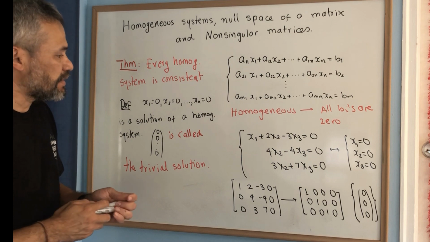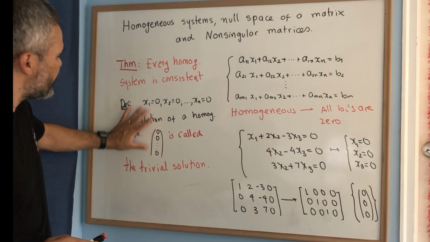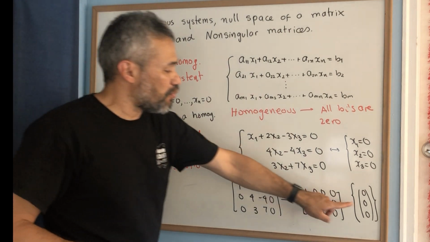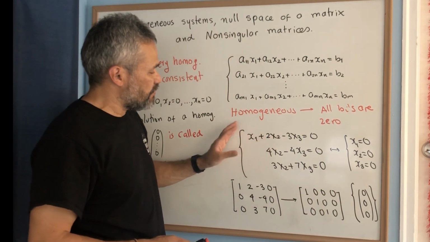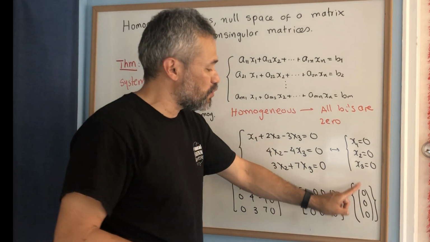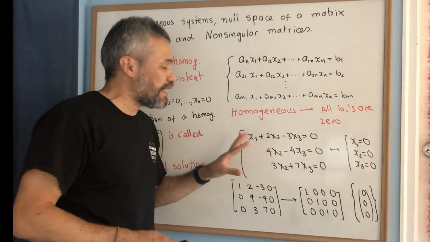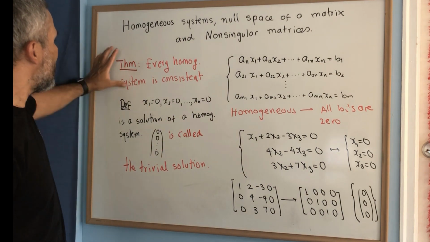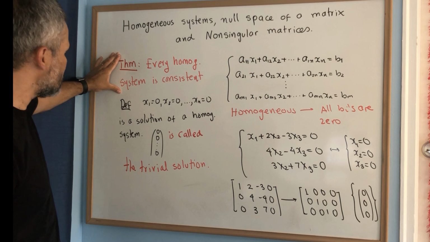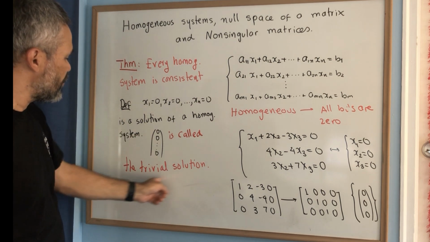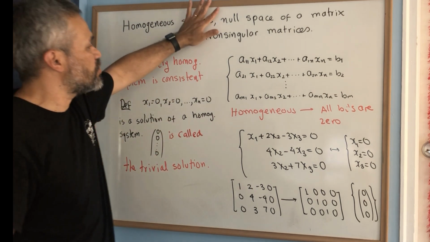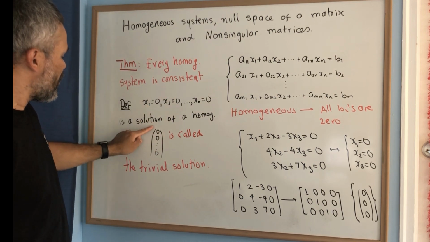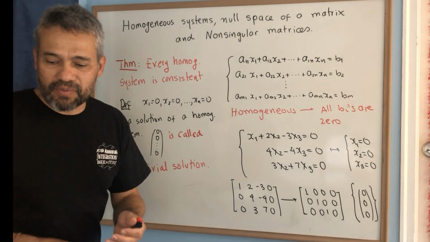And notice that in general, we always have that this is a solution, but sometimes there are more solutions. In this particular case, for this particular system, the trivial solution is the only solution, but that doesn't have to be the case. To summarize, every homogeneous system is consistent, and this solution is called the trivial solution. If I'm talking about a homogeneous system and I mention the trivial solution, that means the solution where all the x sub i are equal to 0.